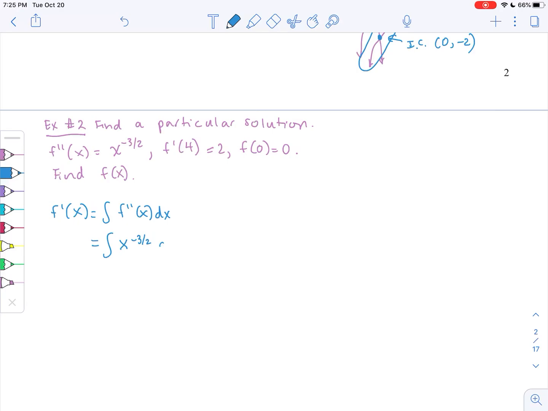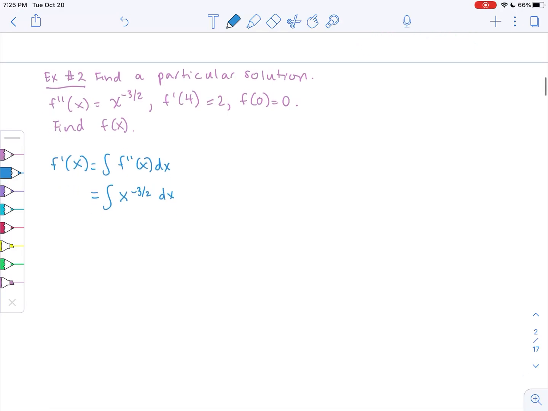So when I do that, let's go ahead and sub in the function. x to the -3/2 dx is my second derivative. Now we use the power rule, we increment the exponent by 1. If I add 1 to that, I get x to the -1/2. And remember, multiply by the reciprocal of -1/2, which is -2. And then again, we have plus c. So at this point, this is the general solution, but I want the particular solution where the initial condition is f prime of 4 is equal to 2. So again, this is the initial condition.